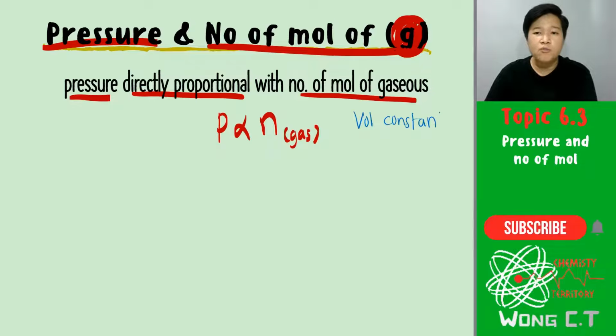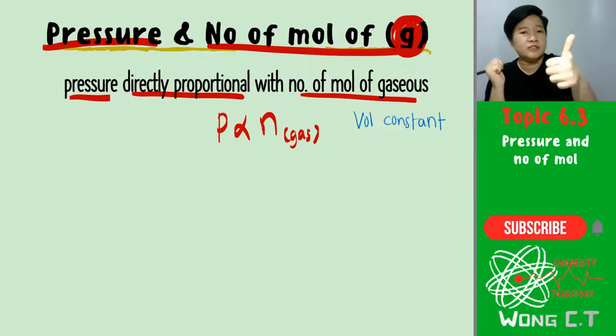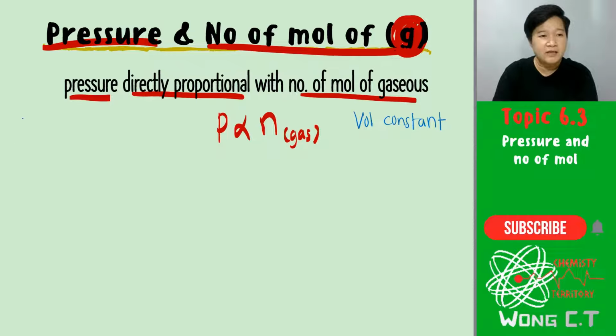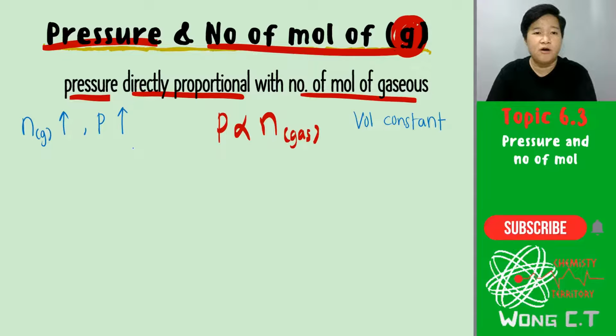When the volume is constant, in the same container size, and you have more gas, what happens? You will have more collisions. When you have more collisions, you will then produce more pressure, right? That is the reason why we say when the number of moles of the gas increases, the pressure will increase, due to the increasing collisions between the gas particles or between the gas particles and the container. But with one condition, guys, the volume must remain constant.